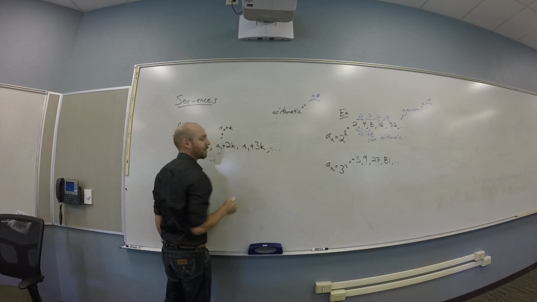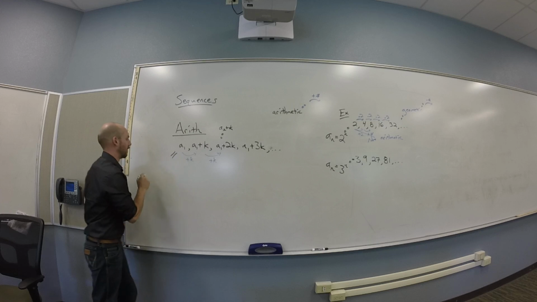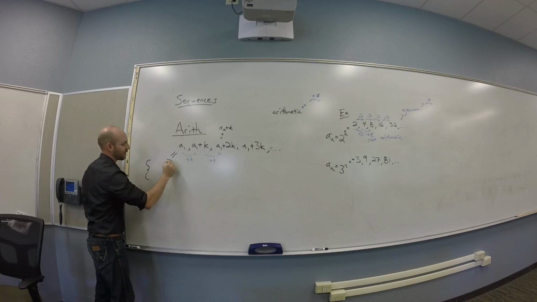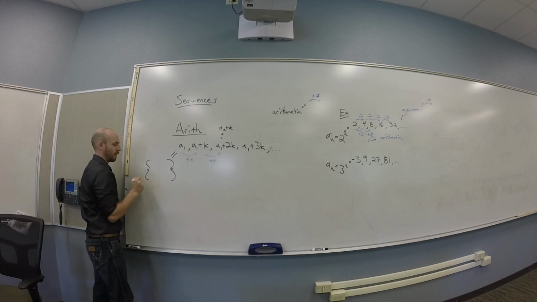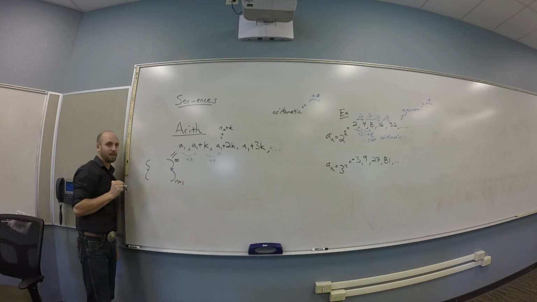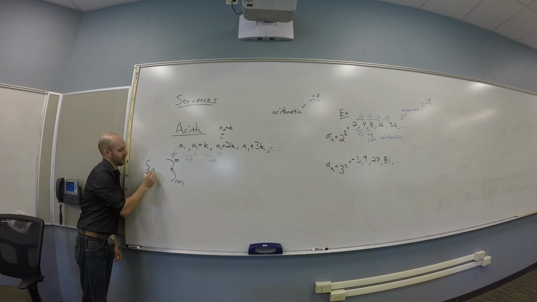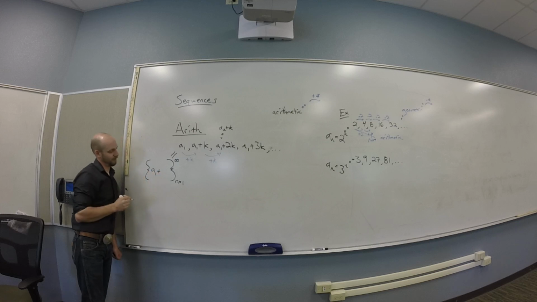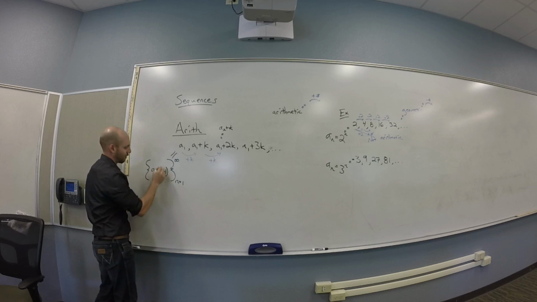So if I wanted a condensed version of this thing, right, I could write braces, and I want to go from n is 1 to infinity, and these things are what? A1 plus k. I think they're A1 plus (n minus 1) times k. Yeah, n minus 1 times k.